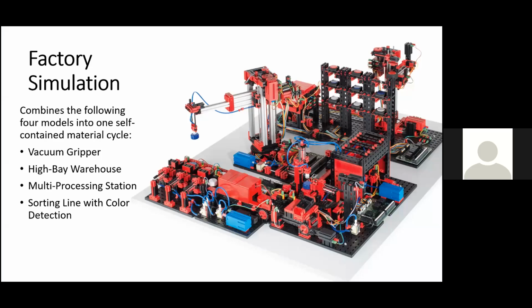The next model is the factory simulation, and this combines the 4 models we've just reviewed: the vacuum gripper robot, the automated high bay warehouse, the multi-processing station with the oven, and the sorting line with color detection. It combines all 4 of these models into one self-contained material cycle.